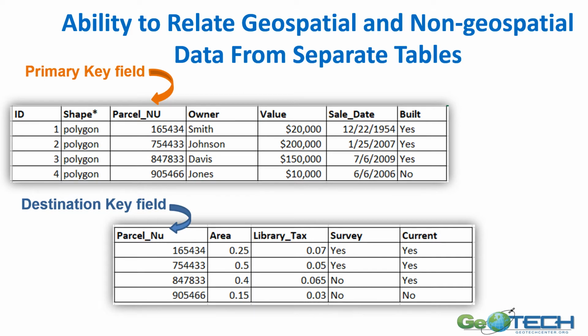But we can use one of the fields, and here both are called parcel underscore NU, but you'll notice they're not identical. One has an uppercase U, one has a lowercase u. But it doesn't matter what your field title is. It matters what kind of data is in that field. And both of these fields are numbers, so we can relate them. We can tell the table to use the designation field and relate it to the locational information with the key field.